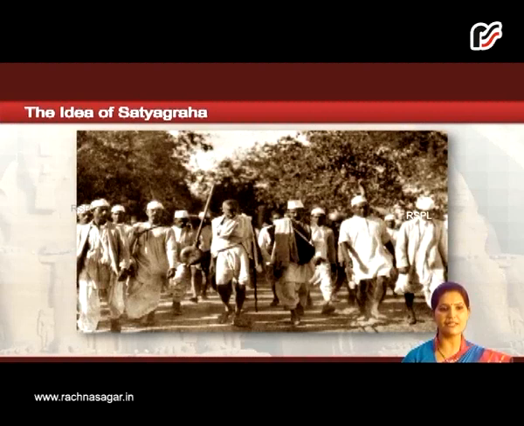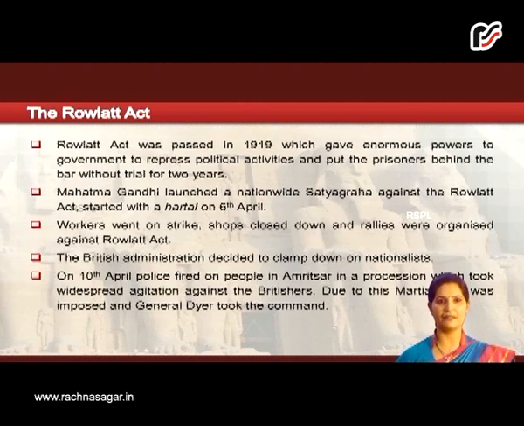In 1916, he started the movement in Champaran, Bihar, to inspire the peasants to struggle against the oppressive plantation system. In 1917, Satyagraha was started at Kheda district, Gujarat, and in 1918, it was started at Ahmedabad amongst cotton mill workers. The Rowlatt Act. Rowlatt Act was passed in 1919, which gave enormous powers to government to repress political activities and put the prisoners behind the bars without trial for 2 years.